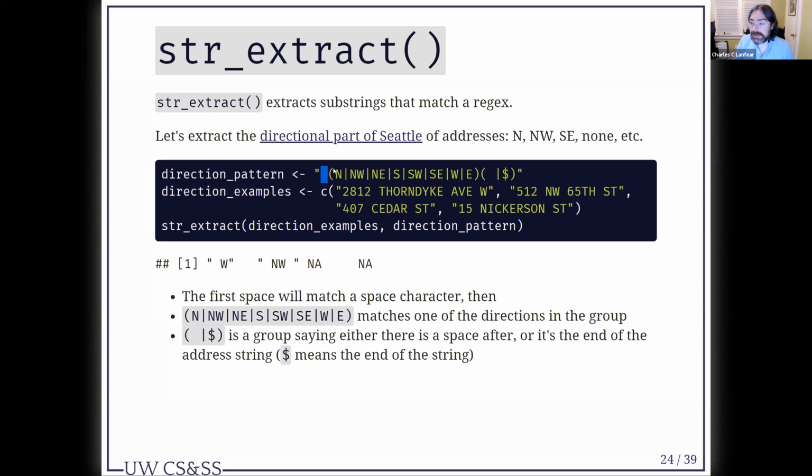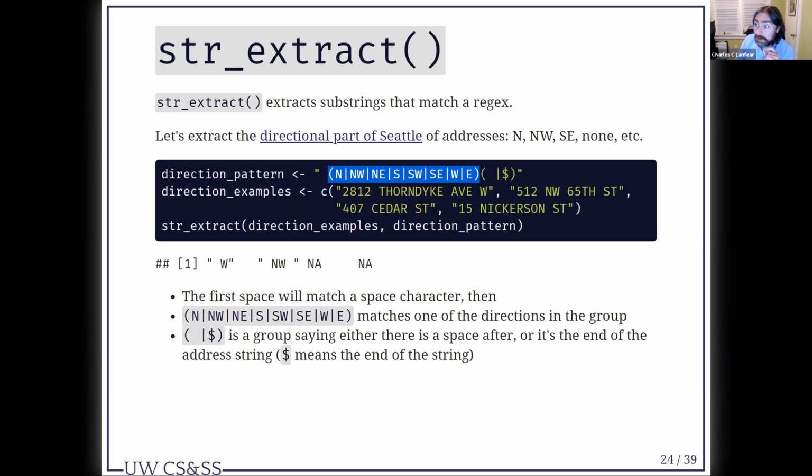The reason for that is a directional is never the first thing in a street address. There's always at least a number, like 512 Northwest. This means it will always be preceded by a space. This lets me rule out things like the N in the middle of Thorndike. It's not preceded by a space, so it's not going to find it. This would still make me find space Nickerson here, so I'm going to have to figure out another way to deal with that.